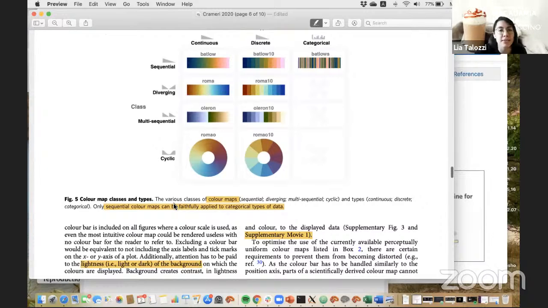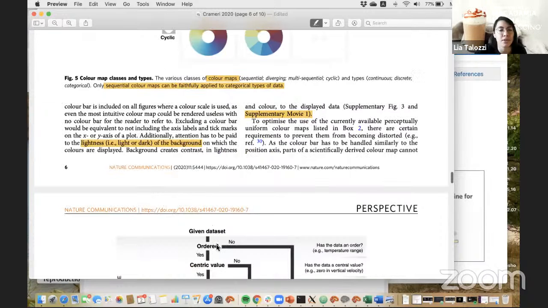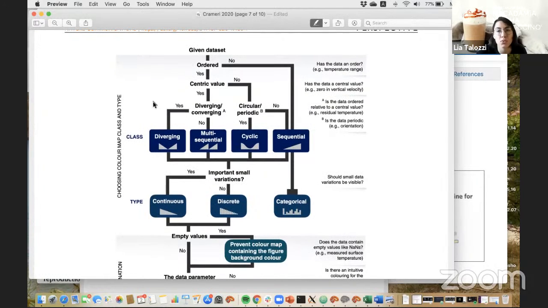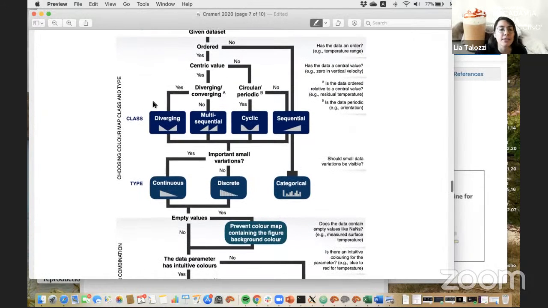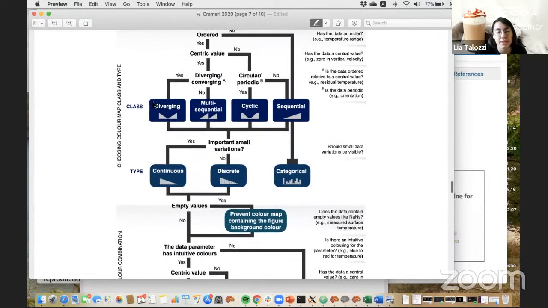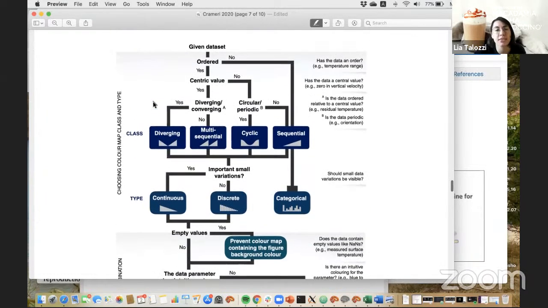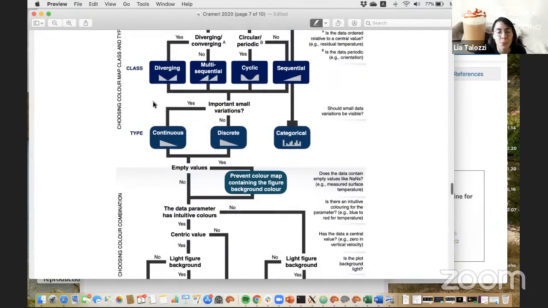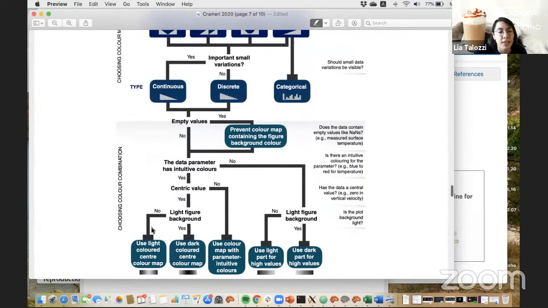And they made a proper guide for all occasions: how your data are, and which is the best way to represent this data. And they say that this is something the scientific community has to address for a fair representation of data.